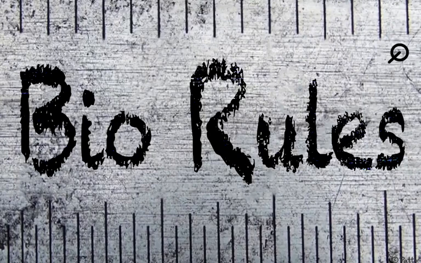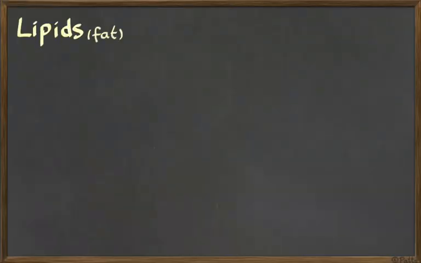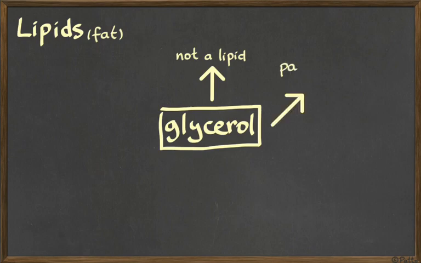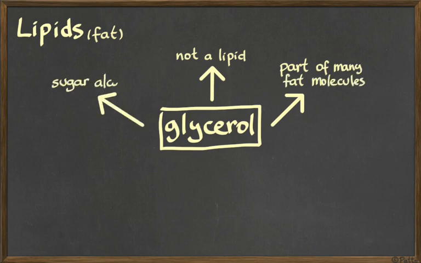Today we are going to talk about another kind of organic molecule. We are going to be talking about lipids, which make the fats. The first molecule that I'm going to show you is not actually a lipid. It's part of lipids and it makes the triglycerides, but it's not a lipid. It's a glycerol. It is going to be part of fat molecules, but it is a sugar alcohol.